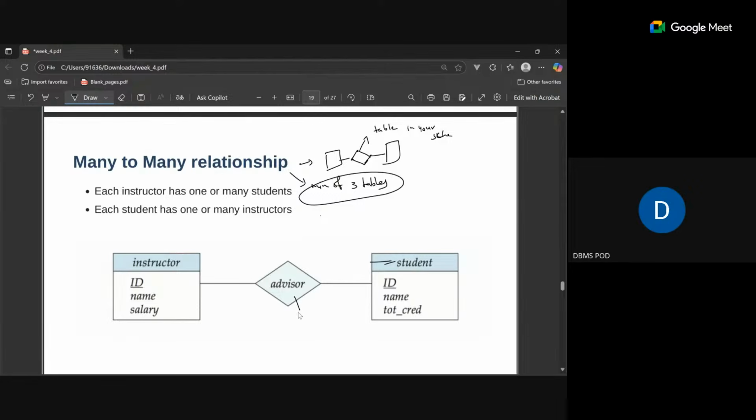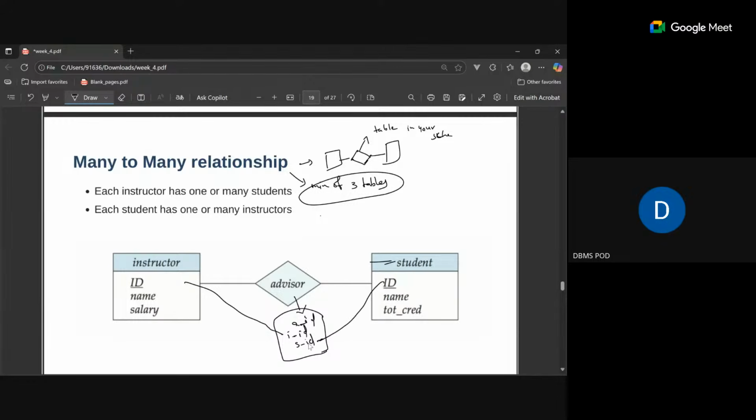So this is nothing but you will have some unique ID for this table, advisor ID, and you will have instructor ID and student ID. The instructor ID will be linking to this, and the student ID to that, which are common in linking both tables.